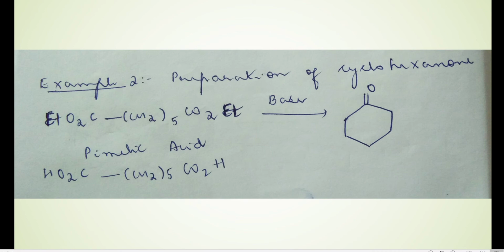Next is example number 2 for the same, that is Dieckmann reaction. Since you have understood example number 1, it is very easy for you to write because the mechanism is the same. Here the only difference is this time we are making a cyclohexanone, that is a 6 carbon containing ring, but there we made a pentanone which had only 5 carbons. So we are making a hexanone here.